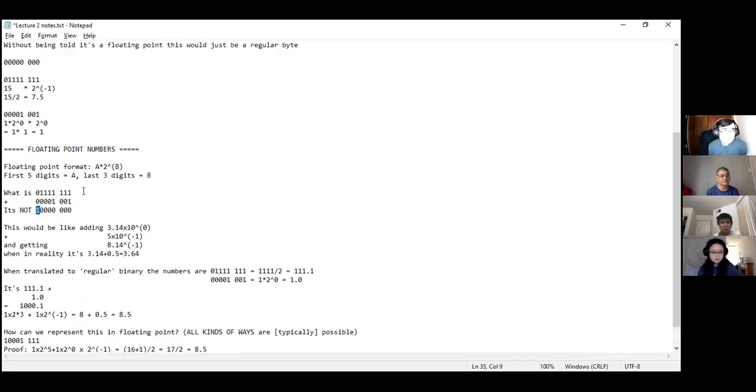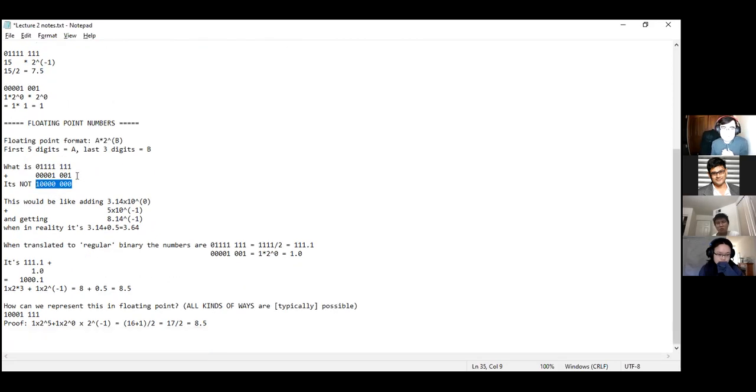But we know, because it gives it to us, that this number right here is 7.5. And intuitively, in decimal, we know that 1 plus 7.5 is 8.5. But looking at this, we know that this is just, I think it's 8, right? And we can tell that that's off by 0.5.